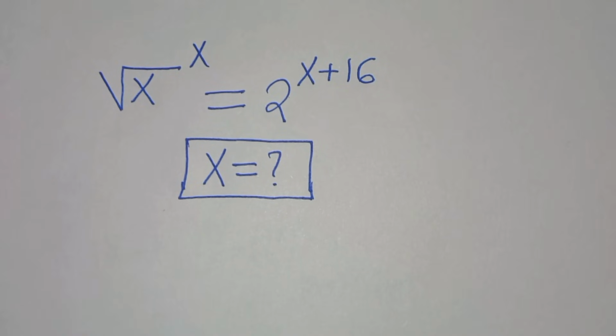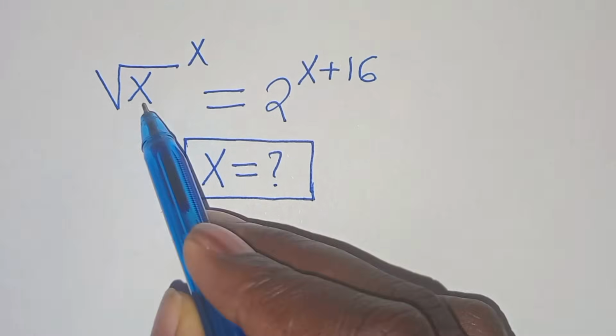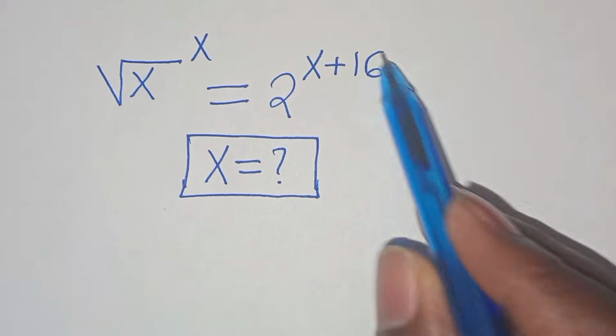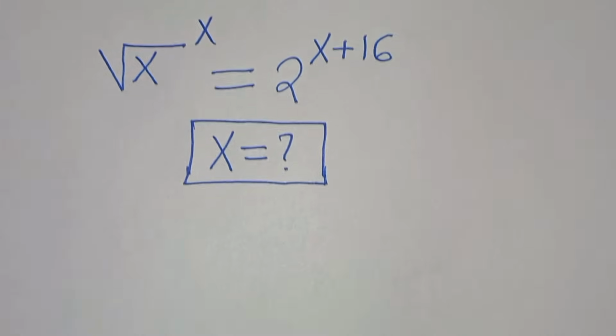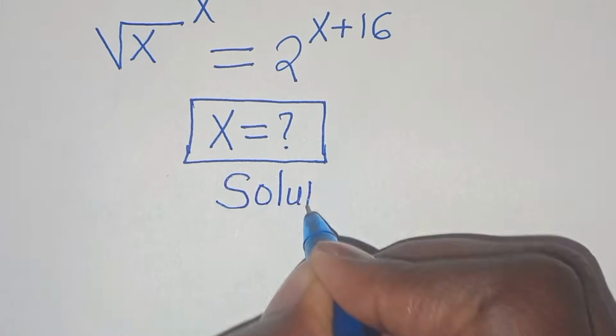Hello everyone, you're welcome to solve this nice algebra problem, which is the square root of x raised to the power of x. This is equal to 2 to the power of x plus 16. So what is the value of x? Now let's provide a solution from here.